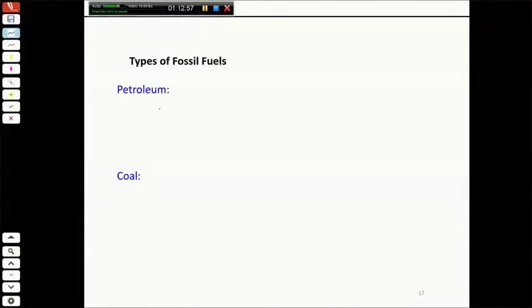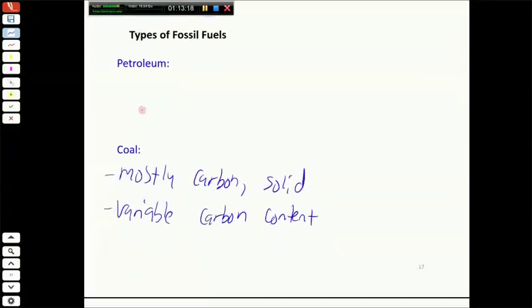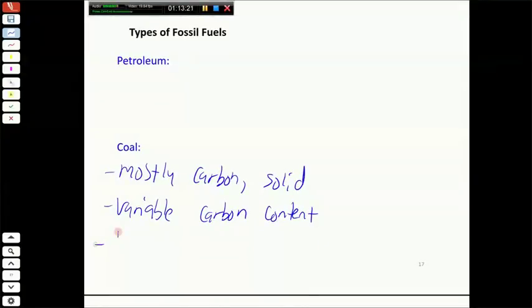All right, so what we were talking about then was coal, which is, again, mostly a carbon-based fuel. And as I said, it's a solid. It has variable carbon content, and we don't want you to memorize all the different types of coal, but what we do want you to appreciate is that the importance of this carbon content is that the higher the percentage of carbon you have in the coal, the more stored energy it's going to give you.